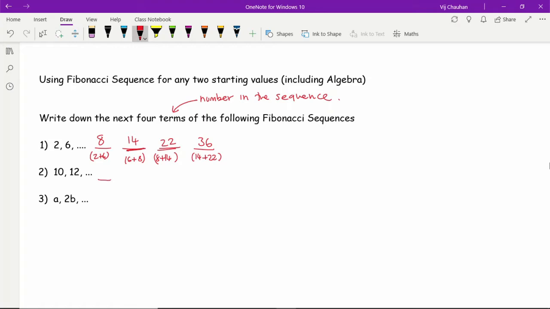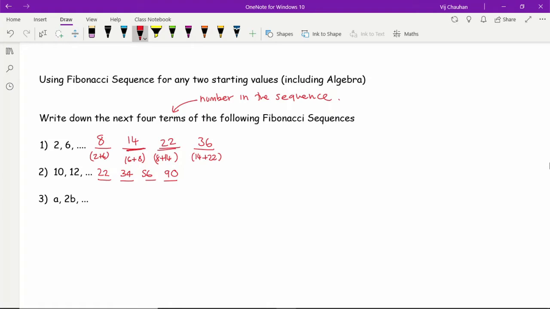Now again, for B, I'm going to find the next 4 numbers. So here, it's going to be 22. Then it's going to be 12 plus 22, which is 34. Then it's going to be 22 plus 34, which is 56. And then 34 plus 56, which is 90.